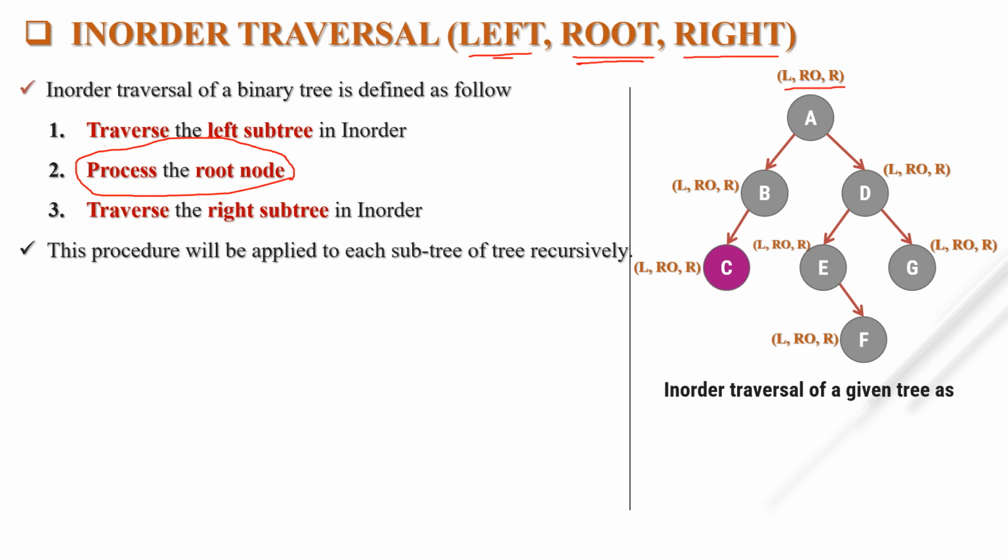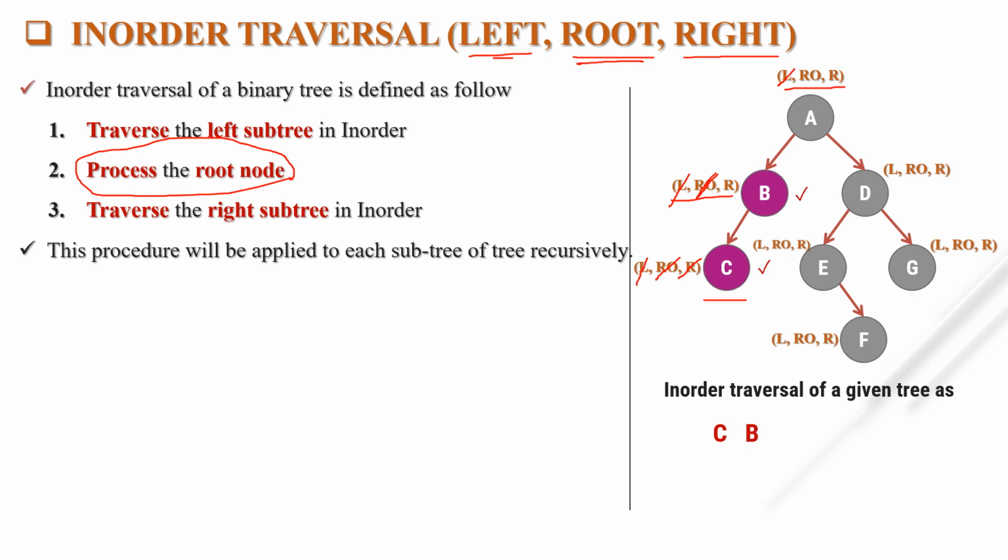Okay, first we have to go left. At left there is a node, that is B. Here also we have to apply inorder. First go to the left, we reach C. First go to the left, there is no left subtree. Now we process the root node. So what is the answer? C first. Then go to the right subtree. There is no right subtree, so we now process this root, that is B. So B will be the answer.